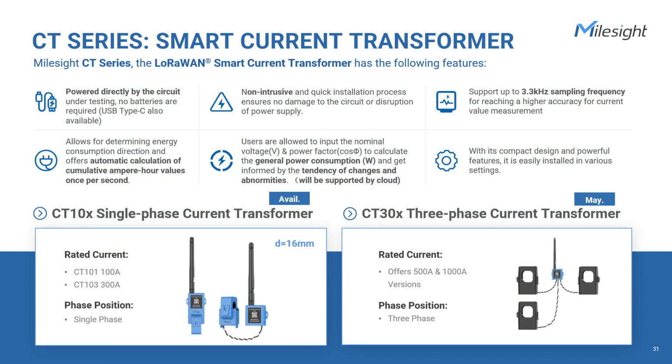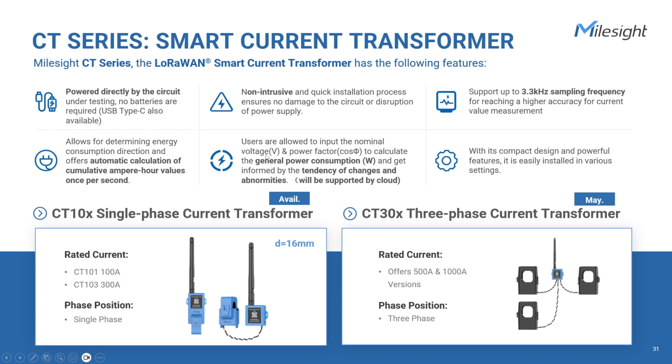The CT series consists of 2 types, the CT10 and CT30, for single-phase and 3-phase monitoring respectively. They cover from 100 and 300 amps to 500 and 1000 amps. The highlights that make them stand out in the market are many. Number 1, easy installation. Installing the current transformer is a breeze as you don't need to care about the current direction. Its split core design enables easy installation without interrupting the circuit.